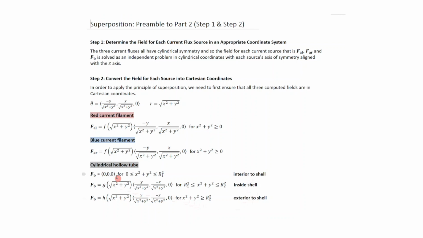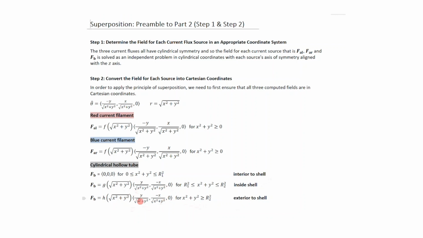Inside the shell, there's no field. That's interior to the shell. Within the shell, we have this form. But notice that here, the sign has been reversed. So this minus y is now a positive y, and this positive x becomes a minus x. Why? Because the field is in a clockwise direction. Go back to the previous slide where we looked at the xy trace, and you could see that the field was in the clockwise direction. So this is a proper representation of the field.